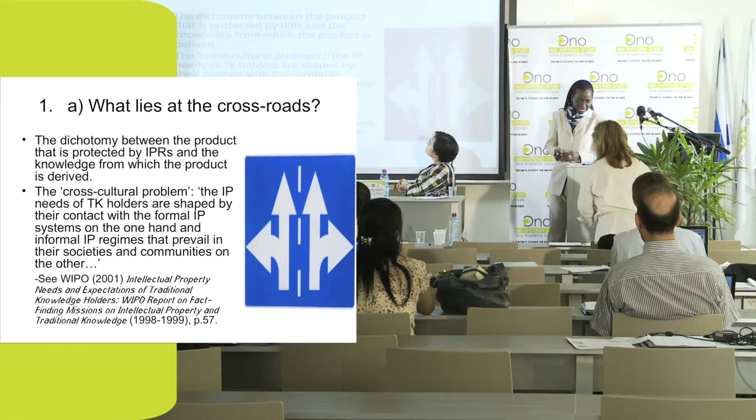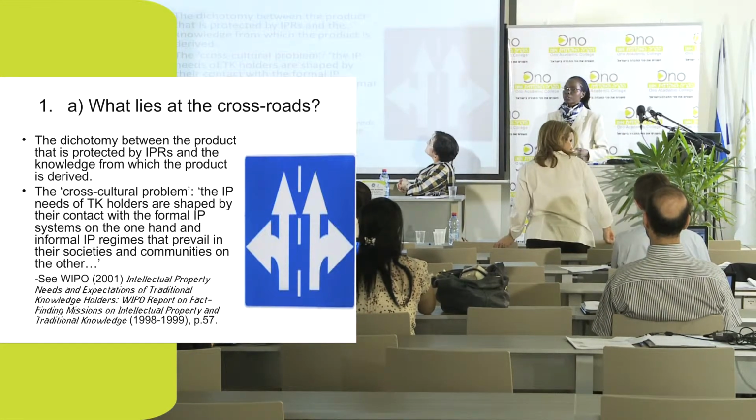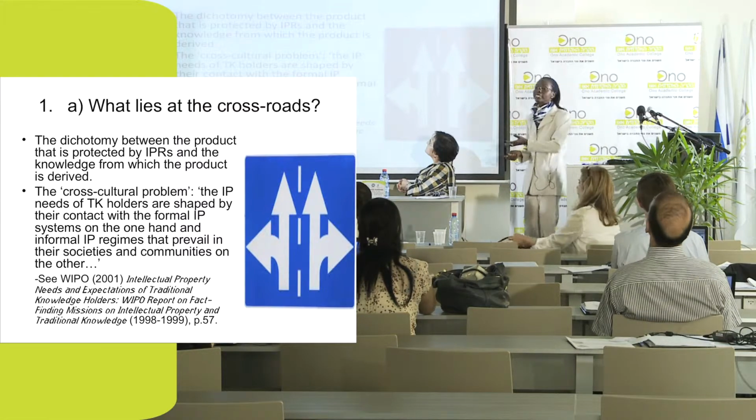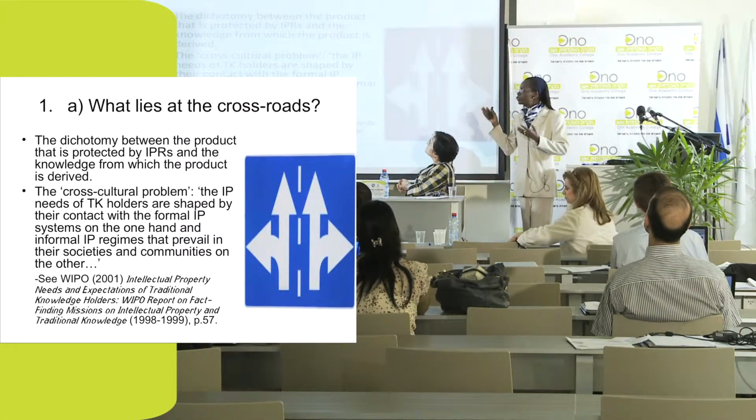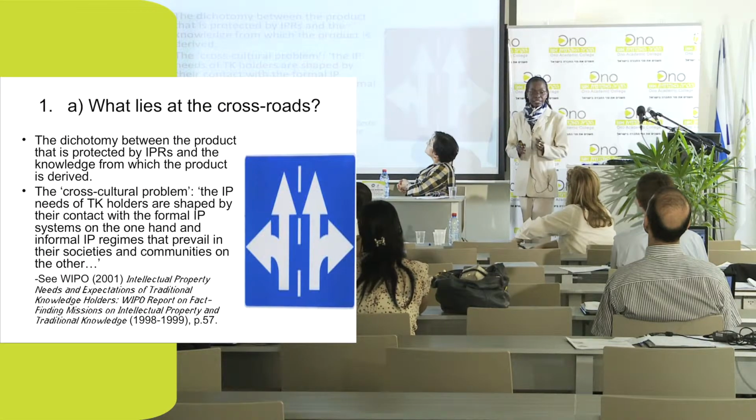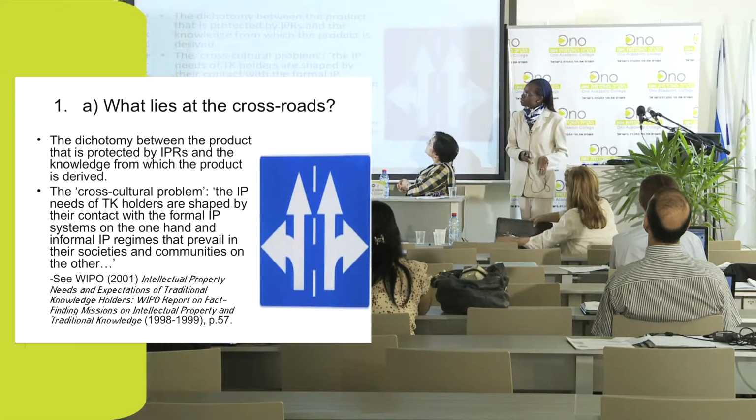And secondly, there's this cross-cultural problem where people who hold IP or people who enjoy rights in traditional knowledge interact with both the conventional IP system and other systems which they have in their communities. So it's not that there's nothing at all in these communities that has been used previously to protect and preserve traditional knowledge. So there's that sort of tension. They have to confront those two different systems when they're dealing with these particular rights.